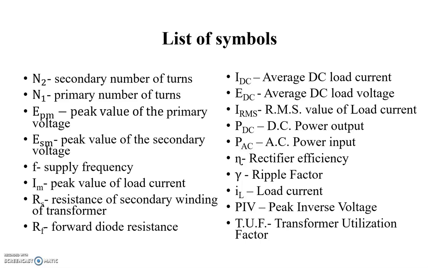IDC is the average DC load current. EDC is the average DC load voltage, where IRMS is the RMS value of load current. PDC is the DC power output. PAC is the AC power input, where eta is the efficiency of the rectifier. Gamma is the ripple factor. IL is the load current. PIV is the peak inverse voltage. Finally, TUF is the transformer utilization factor.